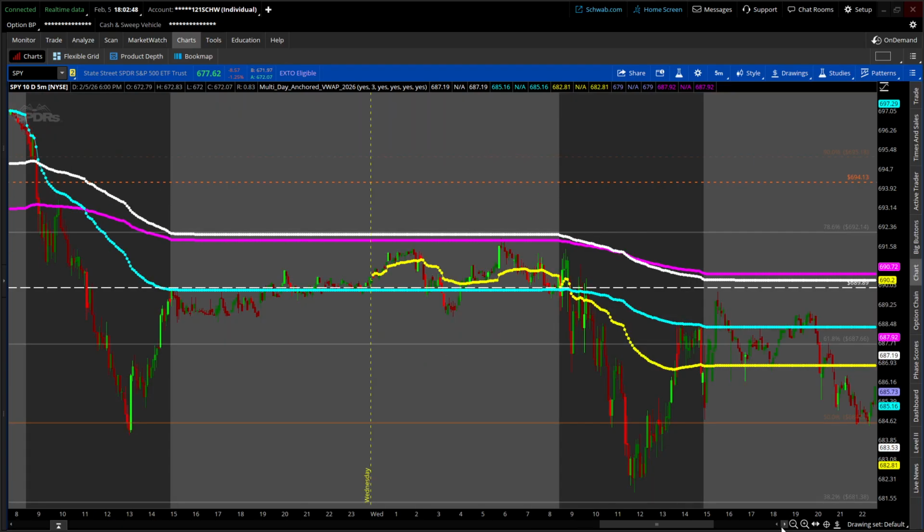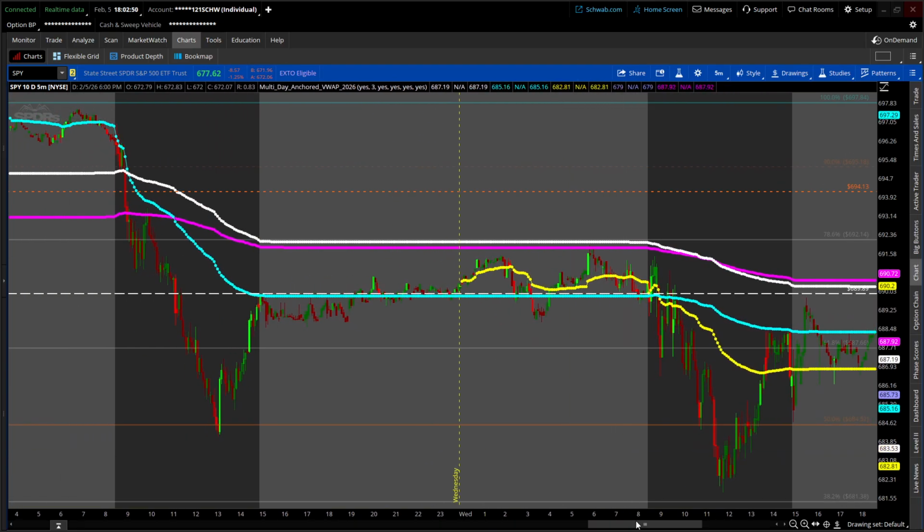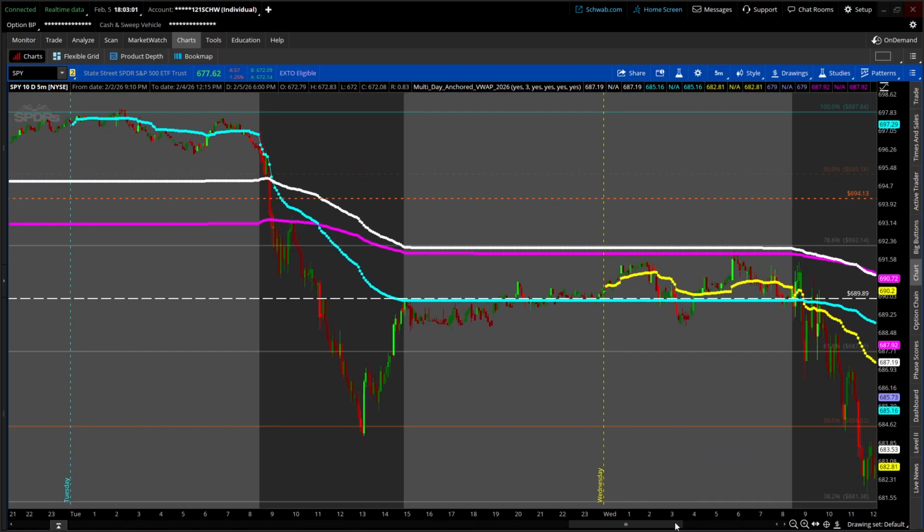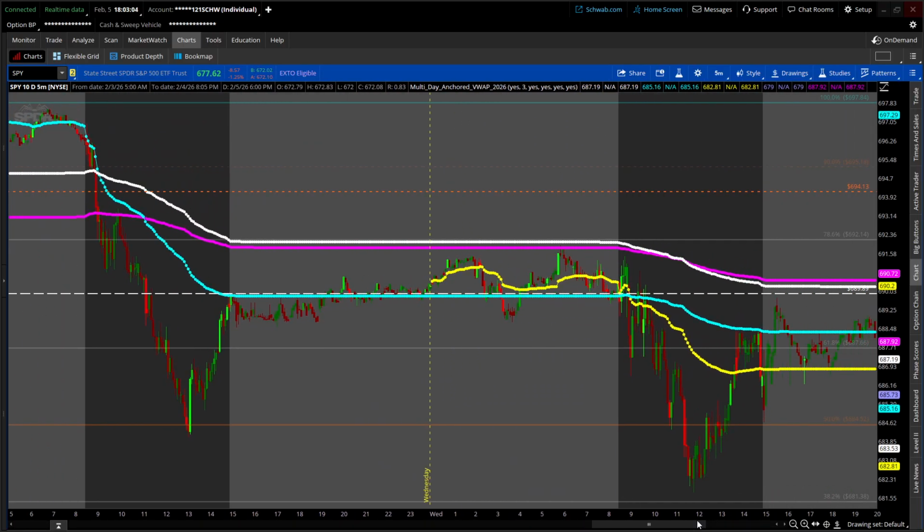Was it Wednesday's? I'm forgetting it. That's why I color coded everything. But Tuesday's VWAP. So if we go on through the week, you can see how you could have been short the S&P 500 the whole entire time, especially when it attempted to recross back above either one of these VWAPs here.